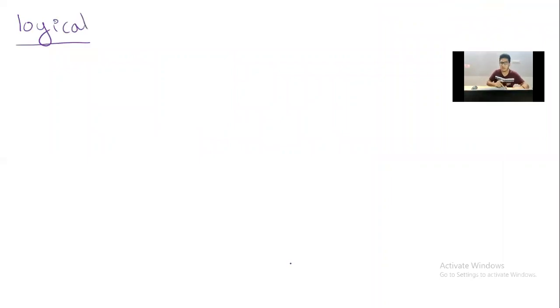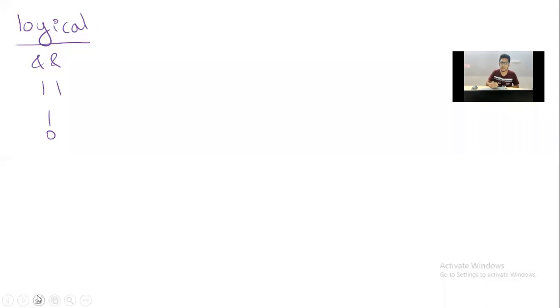So what are the logical operators? The logical operators are AND (double and), OR, and NOT. Okay, this is how it is. So before going to the logical operators, we have to know the truth table of the logical operators. We have to know the truth table.